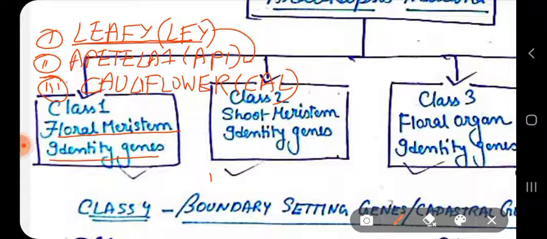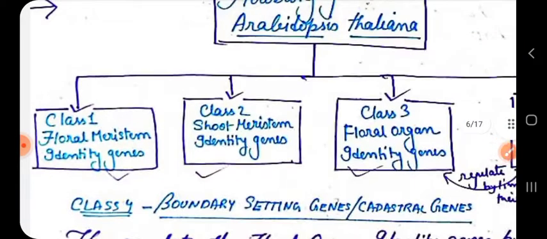The second is your shoot meristem identity genes. Let us see the shoot meristem identity genes.